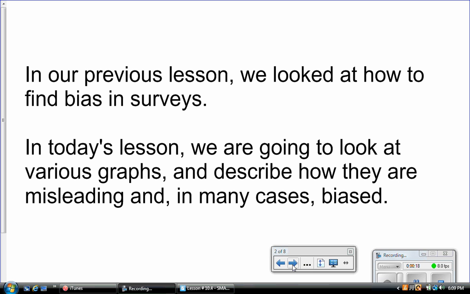In our previous lesson, we looked at how to find bias in surveys. In today's lesson, we are going to look at various graphs and describe how they are misleading and, in many cases, biased.